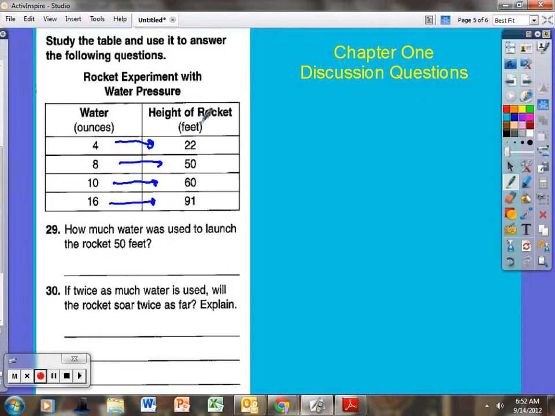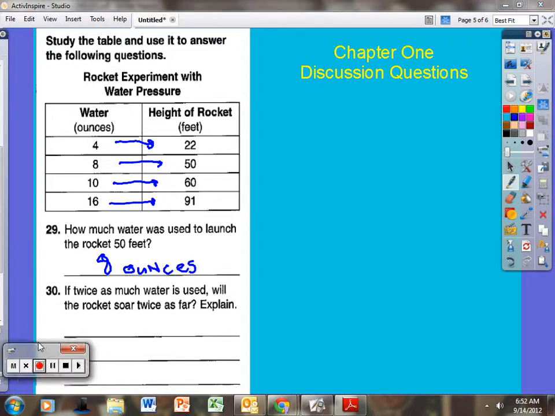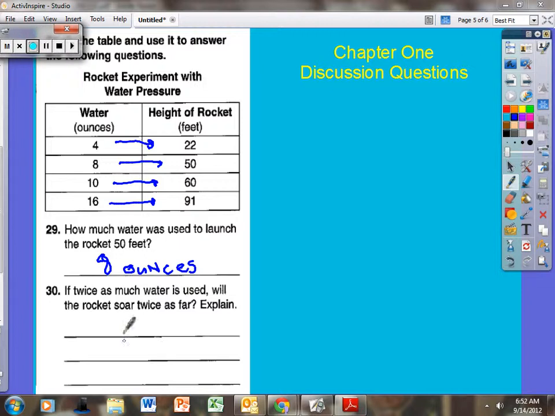Well, let's go to height. That's feet. Okay, we have 50 feet. How many ounces? 8 ounces. Okay. That was not a problem. We did that really well. Can I spell ounces right? Let's see. There we go. Good. All right, I'm going to scroll this up here. If twice as much water is used, will the rocket soar twice as far? Explain. Well, let's take a look.